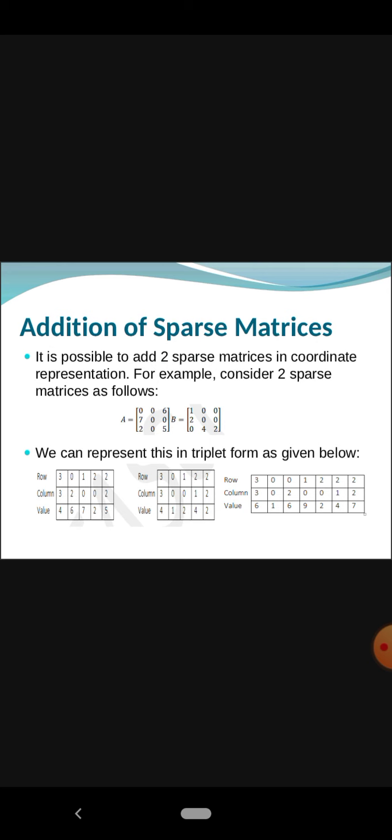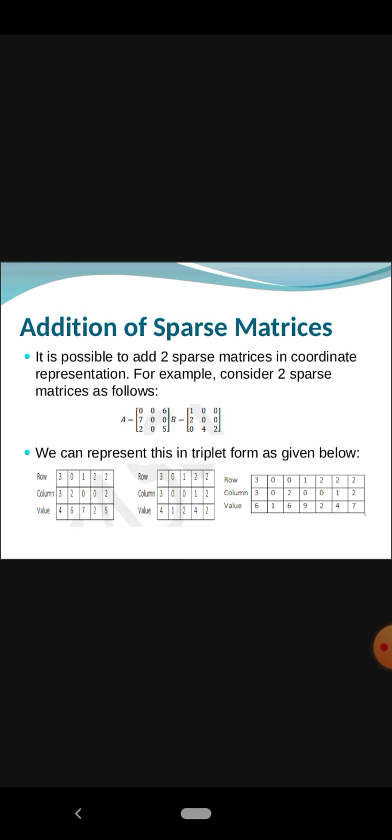So the last one is 4, and the next column represents the position of the first element, that is 6. For 6, it is at the location 0th row, second column. So we represent it like 0, 2, 6. You can add like that. And the next one is 7. So 7 is at the location first row, 0th column. So 1, 0, 7.